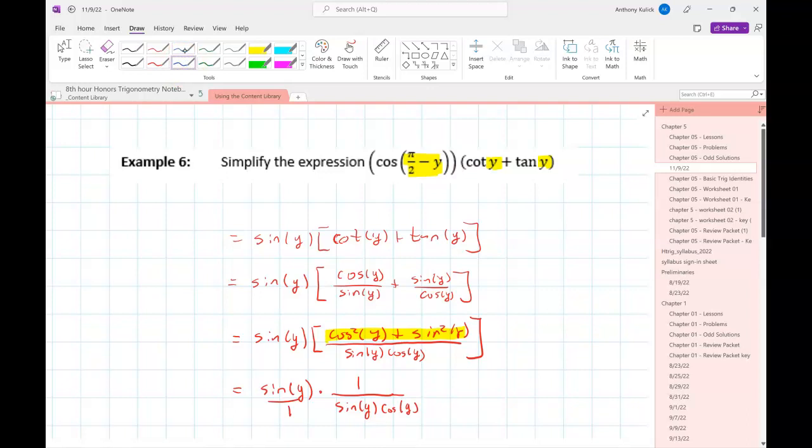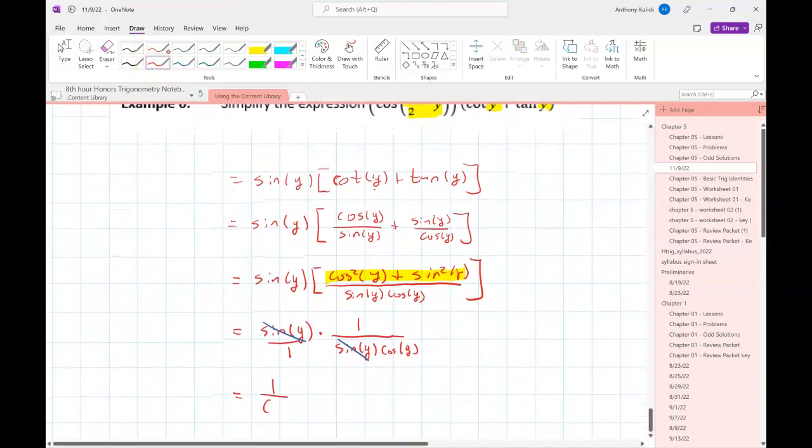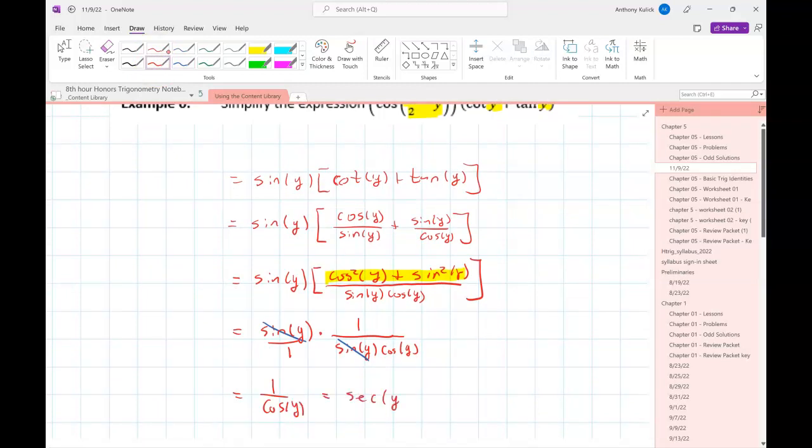And what do we see? We're left with 1 over cosine, which is just secant. Boom, goes the dynamite.